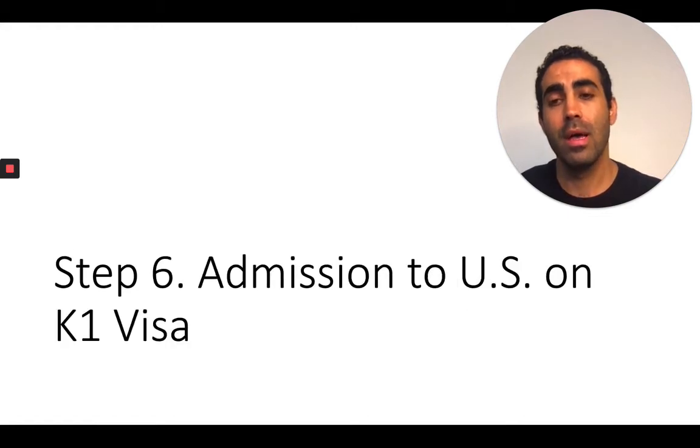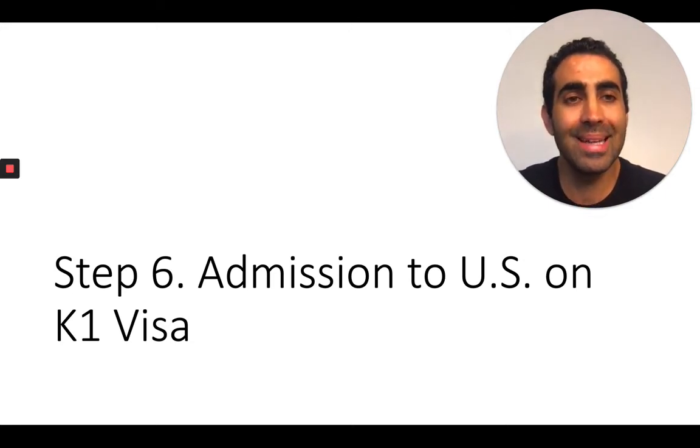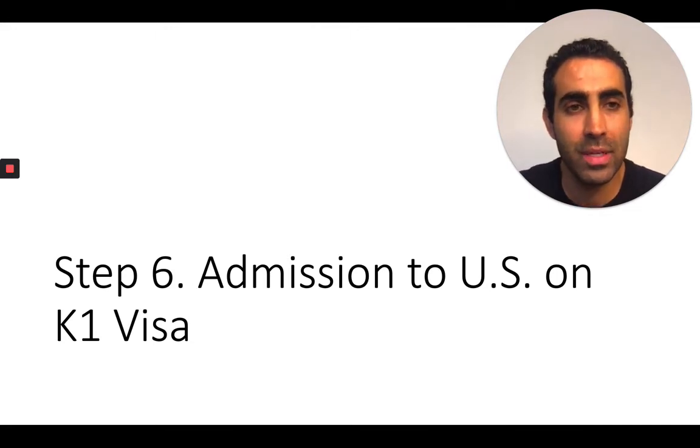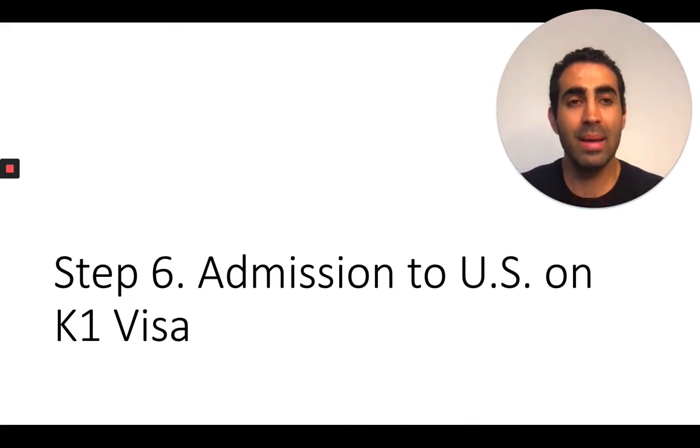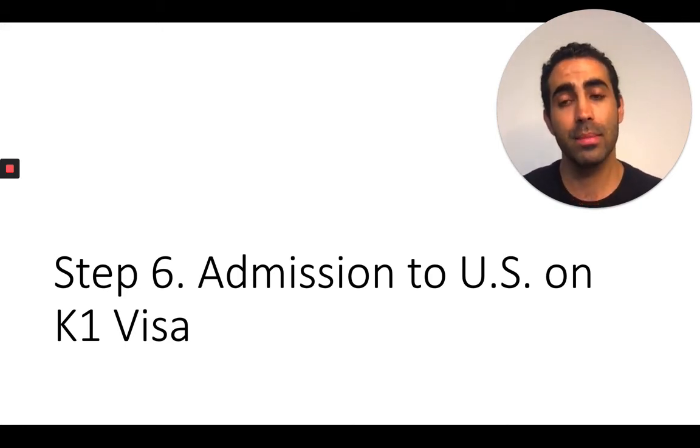That's step 5. After successful completion of the interview, the foreign fiancé should get a fiancé visa, a K-1 visa, affixed, stamped into their passport. Once they get the fiancé visa, it's time to proceed to step 6 right here, which is admission to the US on a K-1 visa. So you finished your interview, you got the visa stamped in your passport. Now it's time to enter the United States using your K-1 visa. That's this step, step 6.